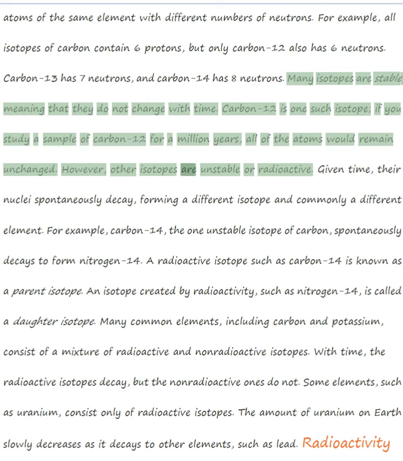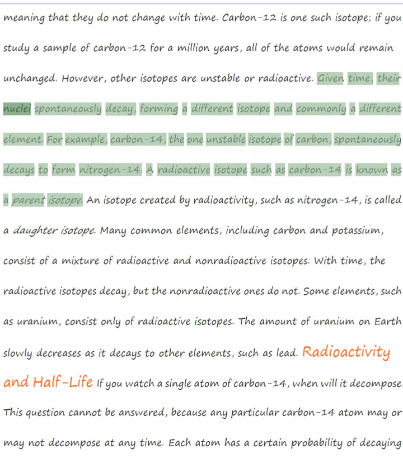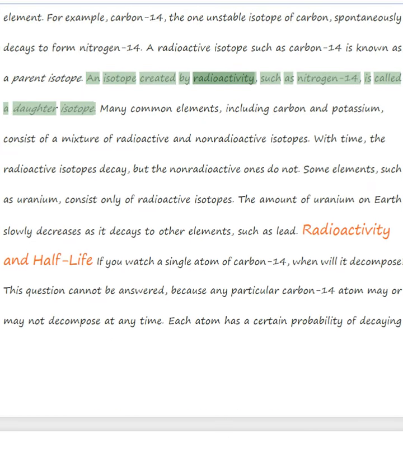However, other isotopes are unstable or radioactive. Given time, their nuclei spontaneously decay, forming a different isotope and commonly a different element. For example, carbon-14, the one unstable isotope of carbon, spontaneously decays to form nitrogen-14. A radioactive isotope such as carbon-14 is known as a parent isotope. An isotope created by radioactivity, such as nitrogen-14, is called a daughter isotope.